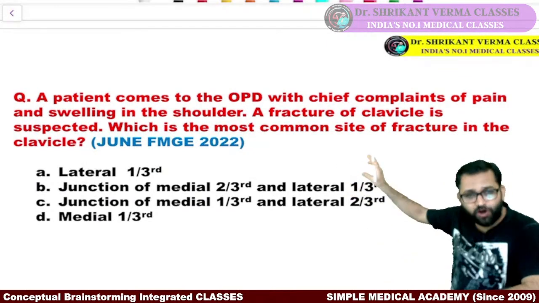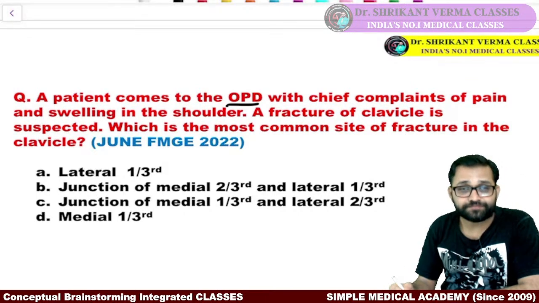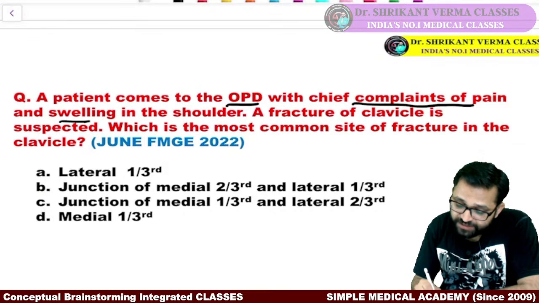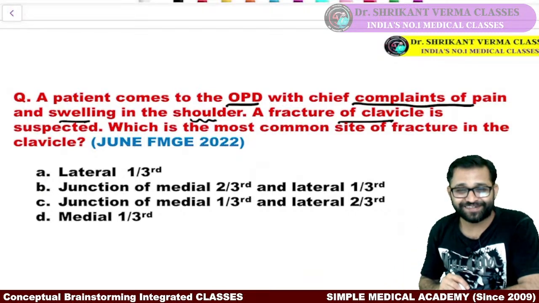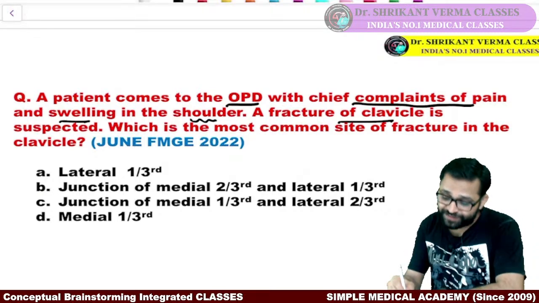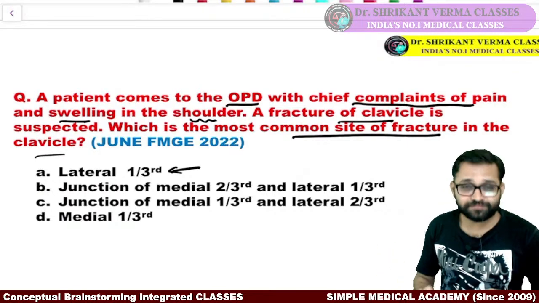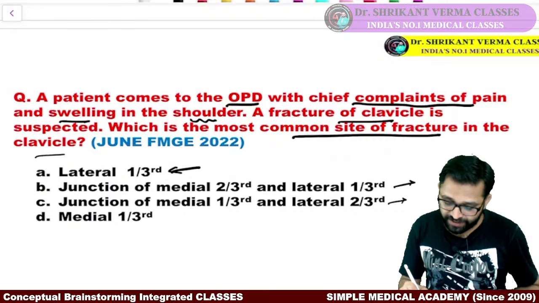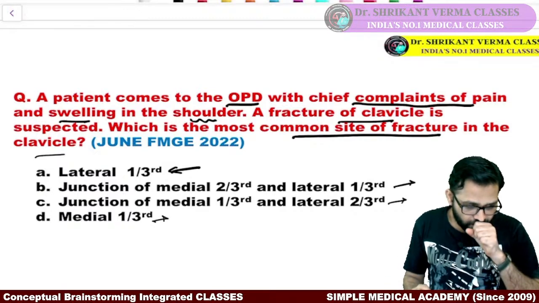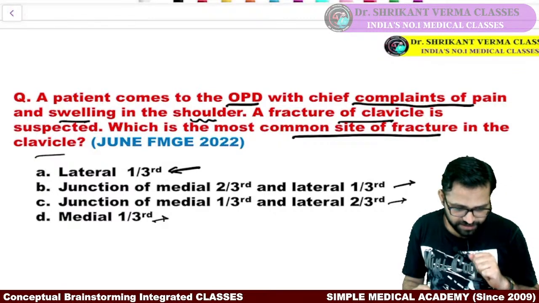One more question, you can say anatomy question, you can say orthopedics question. Clinical scenario: the patient comes to the OPD with chief complaint of pain and swelling on the shoulder. A fracture of the clavicle was suspected. I told you clavicle is the beauty bone, which is the most common site of fracture. So options were lateral 1/3, junction of the medial 2/3 and lateral 1/3, junction of the medial 1/3 and lateral 2/3, and medial 1/3. So can you tell me the answer? Preeti Rani is saying B or C. Christina is saying B.